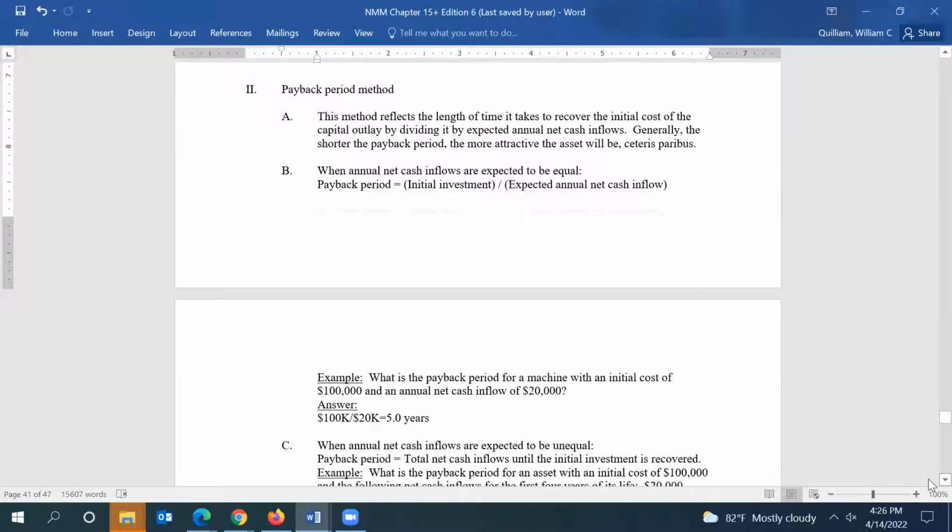It's pretty easy. Payback period method. Payback, that means we get our money back. So let's see what this entails. Well, this method reflects the length of time it takes to recover the initial cost of the capital outlay, so the initial investment, by dividing it by expected annual net cash inflows. And generally, the shorter the payback period, the more attractive the asset will be, the investment.